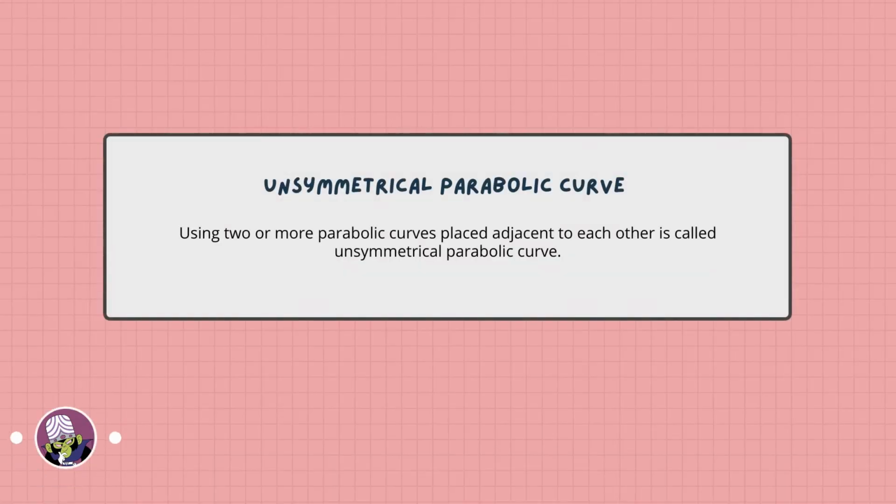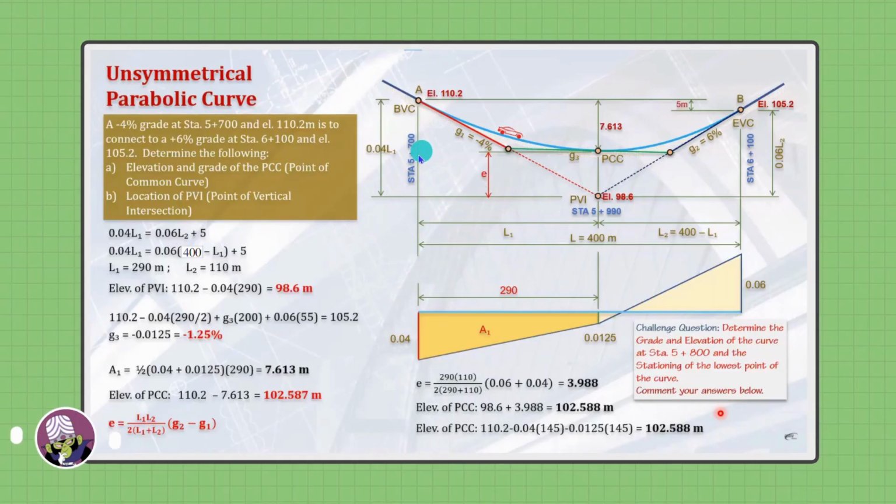Unsymmetrical parabolic curve. Using two or more parabolic curves placed adjacent to each other is called an unsymmetrical parabolic curve. So this is a problem of unsymmetrical parabolic curve. A negative 4% grade at STA 5 plus 700 and at elevation 110.2 meters is to connect to a positive 6% grade at STA 6 plus 100 at elevation 105.2.